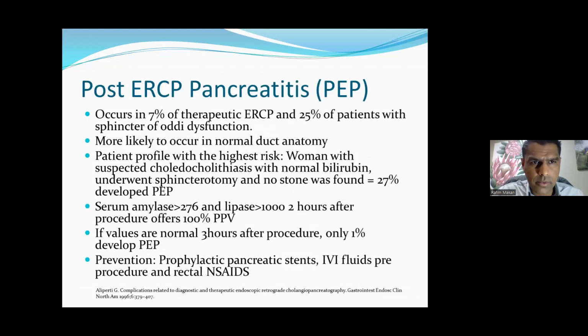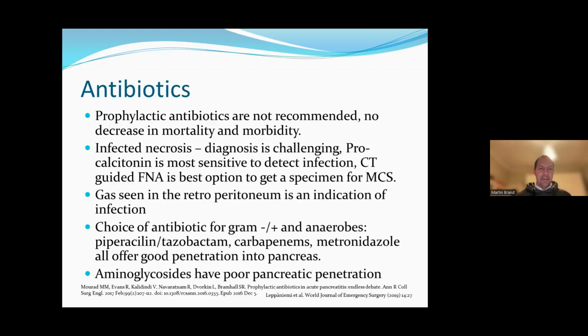So we were talking about post-ERCP pancreatitis. So this occurs in 7% of... Can I just take you back one slide? Yes. I think, as I was alluding to in our discussions over the weekend, this topic is changing.